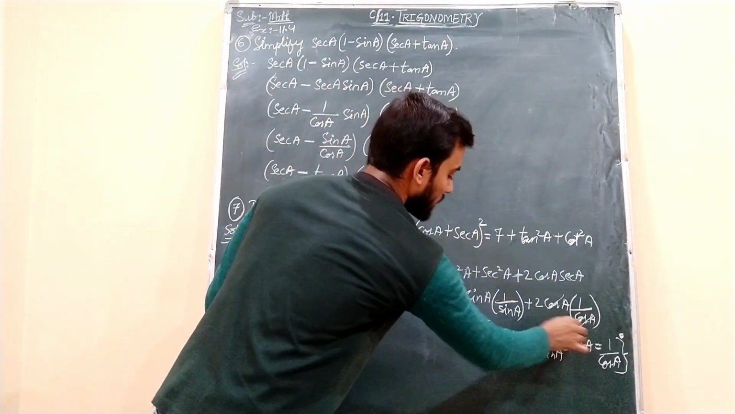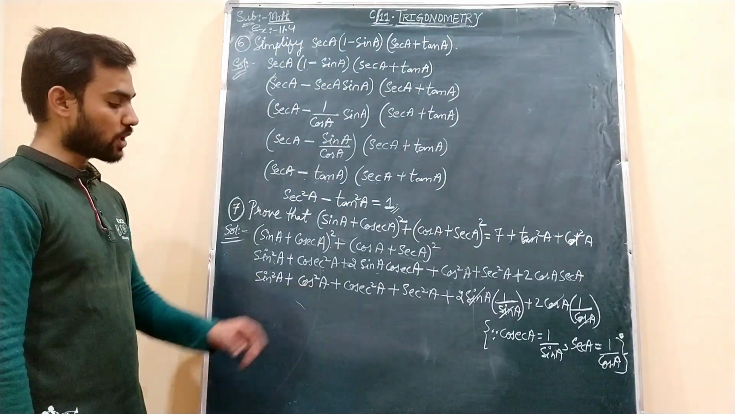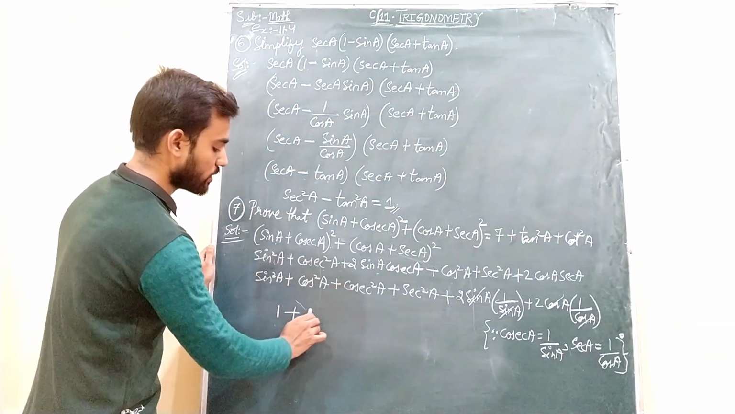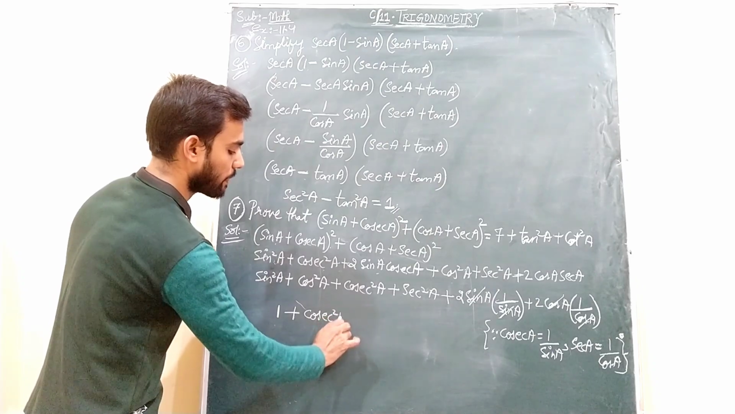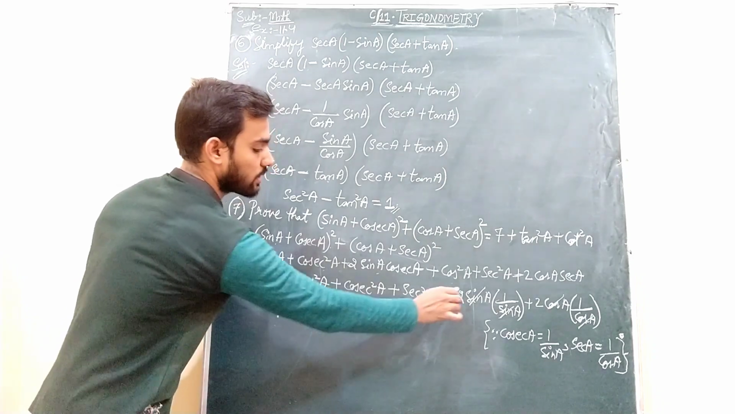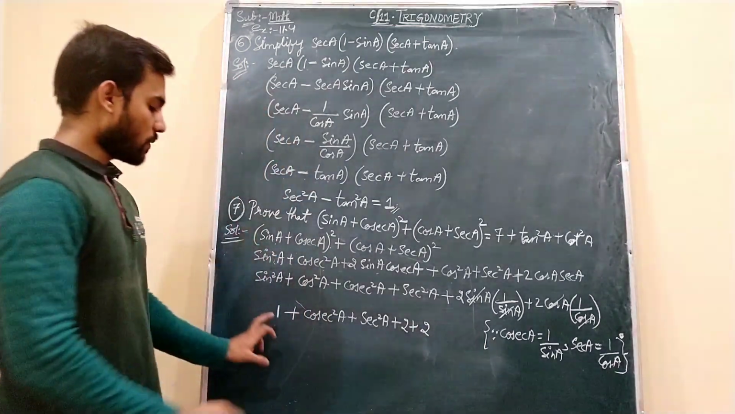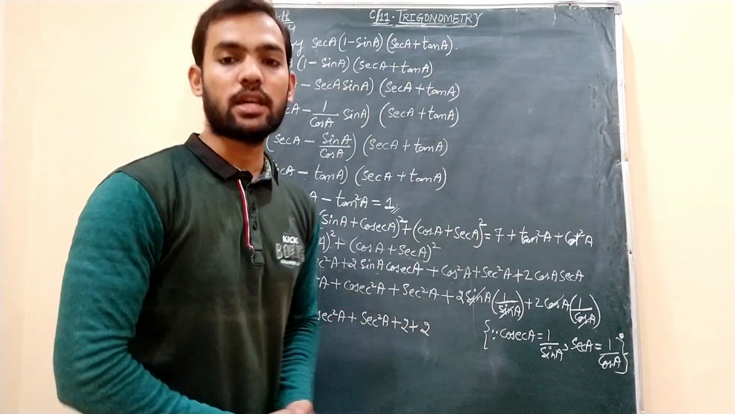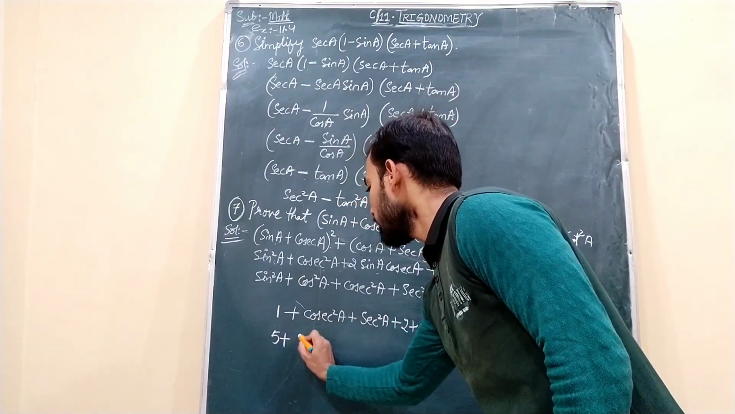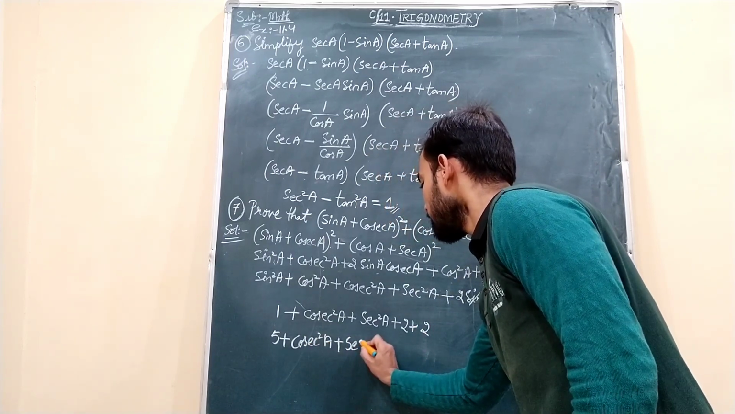So here this cos A gets cancelled, this sine A gets cancelled. Now we will write what is remaining. Sine square A plus cos square A is nothing but 1, plus this cosecant square A I will keep as it is, plus secant square A also I will keep as it is, plus here 2 is remaining and there also 2 is remaining. Okay, 1 plus 2 plus 2 is how much? 5. So that we will write 5 plus cosecant square A plus secant square A.